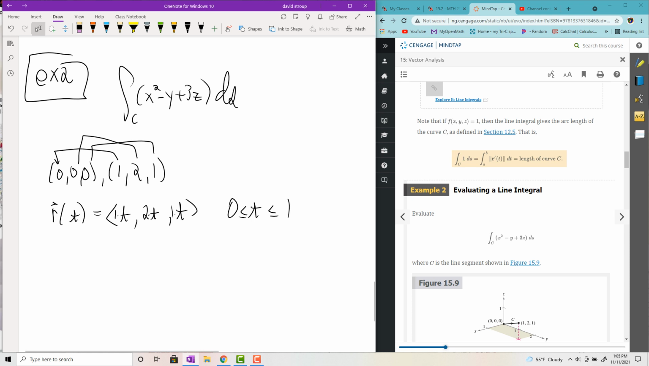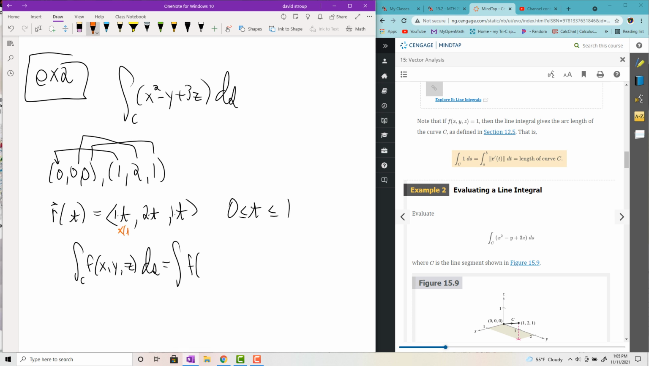So now I need to go to my equation. The way these curve integrals are going to work, you have some f of x, y, z ds, and you'll rewrite this by first substituting in x, y, and z using your r of t.